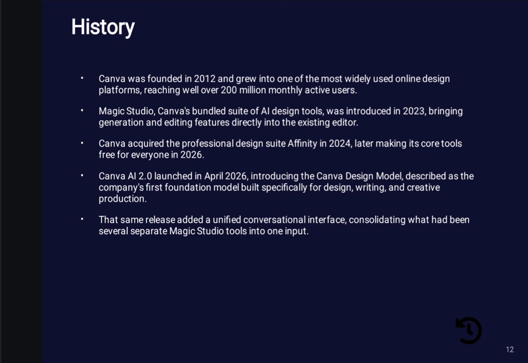Canva AI 2.0 launched in April 2026, introducing the Canva design model, described as the company's first foundation model built specifically for design, writing, and creative production. That same release added a unified conversational interface, consolidating what had been several separate Magic Studio tools into one input.